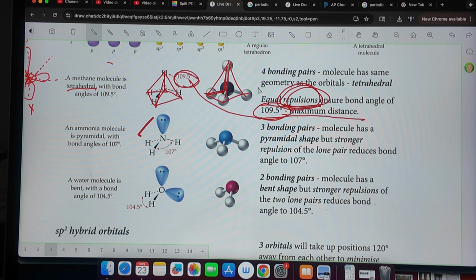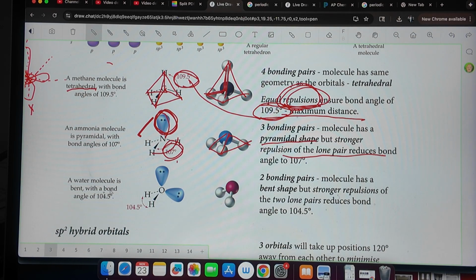Okay, this is a little bit different. This molecule also has the pyramidal shape, right? So it has this boom, boom, boom, boom, boom, right? But the stronger repulsion of the lone pair, so these guys are a little bit stronger, right? And they push things a little bit more away. So instead of it being 109, it's 107.